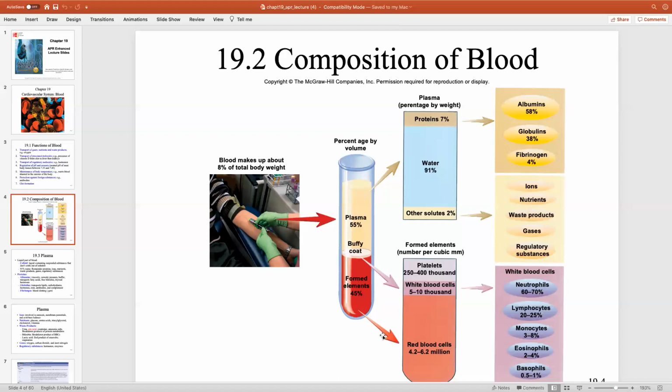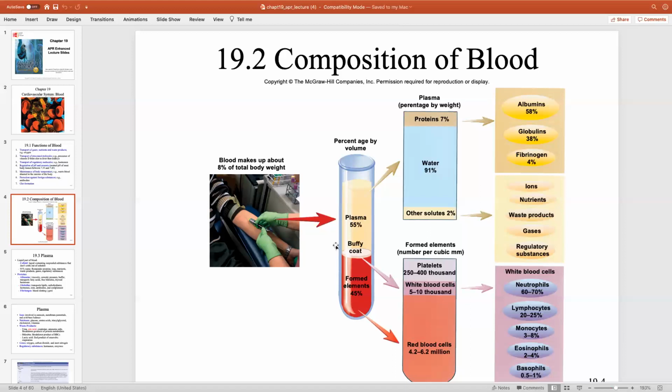But basically the formed elements, when you take a look at these numbers: red blood cells, 4.5 to 6 million. That's a huge number. White blood cells, 5 to 10,000 only. Platelets, 250 to 400,000. All of these make up our formed elements. Because these are whole cells with proteins, they're heavier. And when we spin it, they fall to the bottom, right?